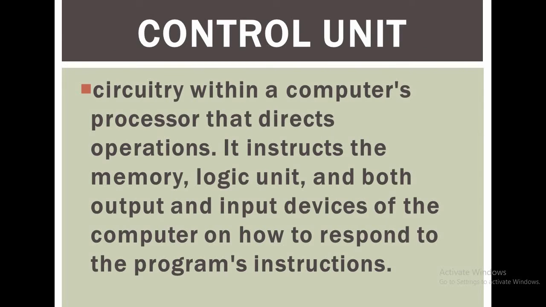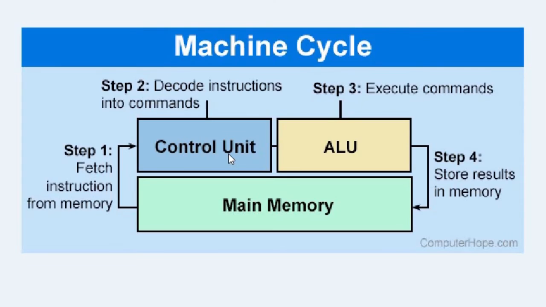The next one is the control unit, a combination of the control unit and the arithmetic logic unit. This is how they work. We call it the machine cycle. When you give an instruction, the instruction will go to the main memory. Can you see here? It will go to the main memory through the input unit. So any of the input devices that you are using will send the instruction to the main memory.